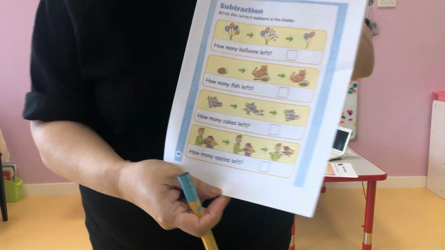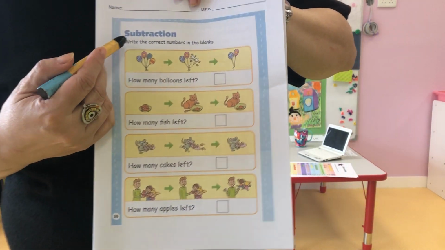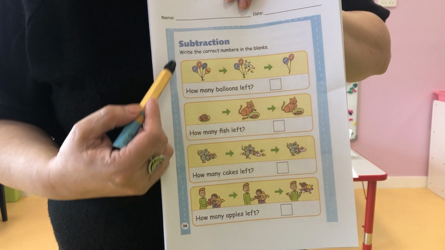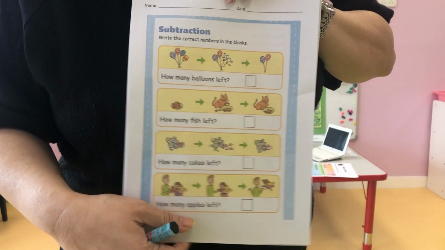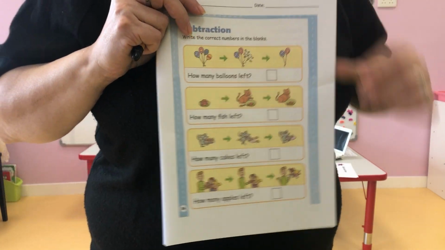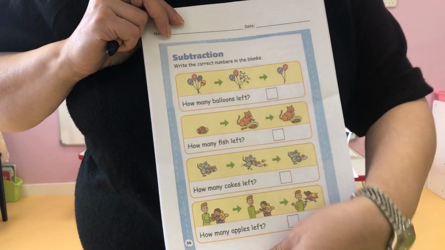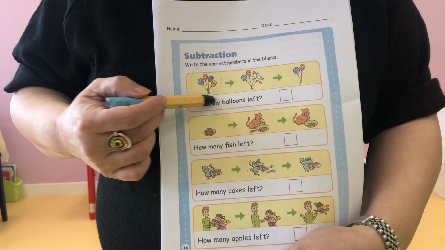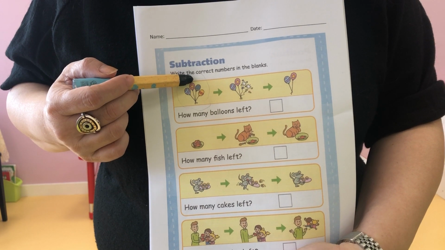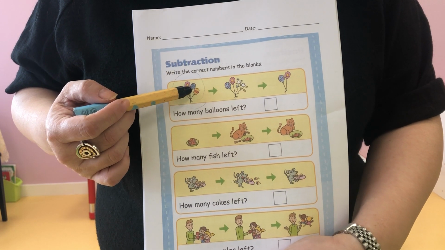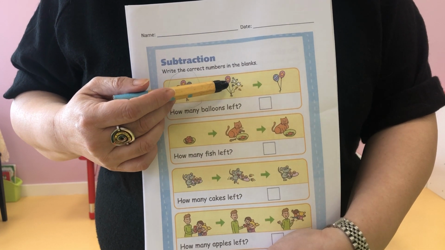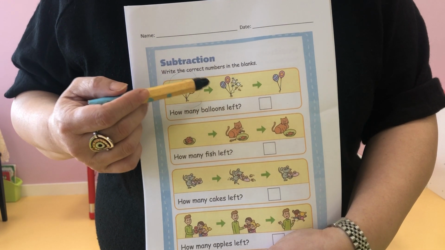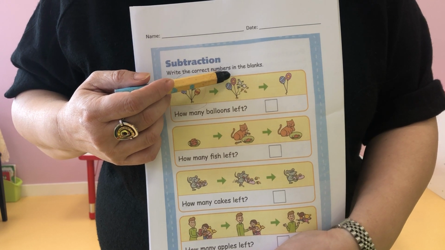Much better. So here, we're learning about subtraction, taking away. So what does that mean exactly? Let's look at the pictures and see if that helps you to understand better. So how many balloons are left? So first of all, we look here. How many balloons are there? 1, 2, 3, 4. Uh-oh, but 2 of the balloons popped. So how many are left?